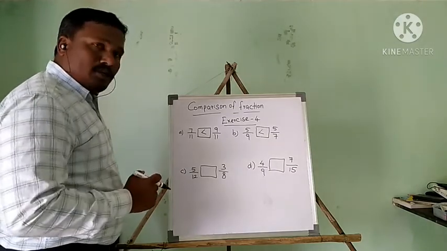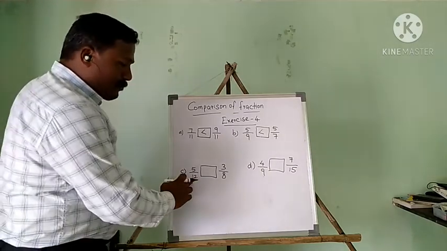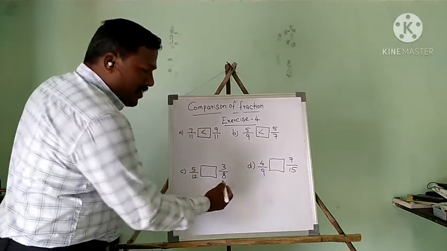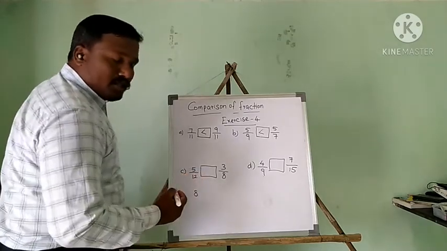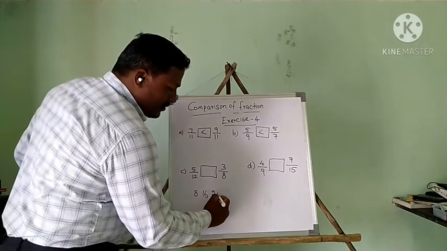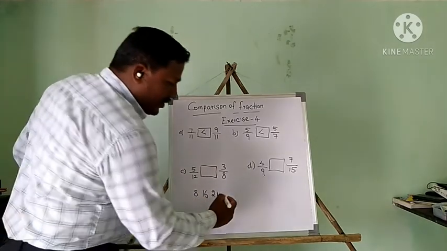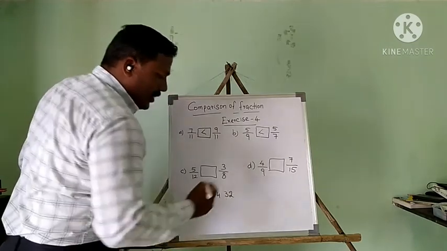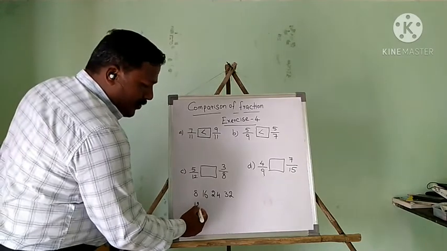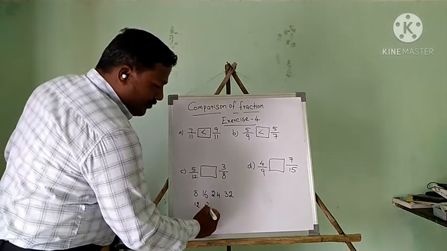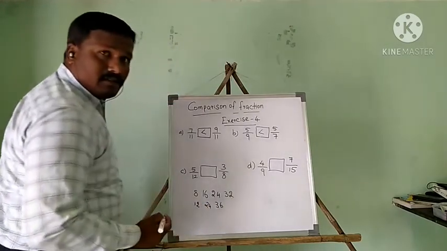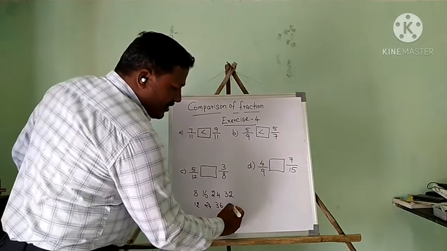Okay. So as per the rule, I am going to find the LCM of 12 and 8. First I will find the multiples of 8. 1 8 is 8. 2 8s are 16. 3 8s are 24. 4 8s are 32. Okay, enough. Now I am going to find the multiples of 12. 1 12 is 12. 2 12s are 24. 3 12s are 36. 4 12s are 48. Enough.